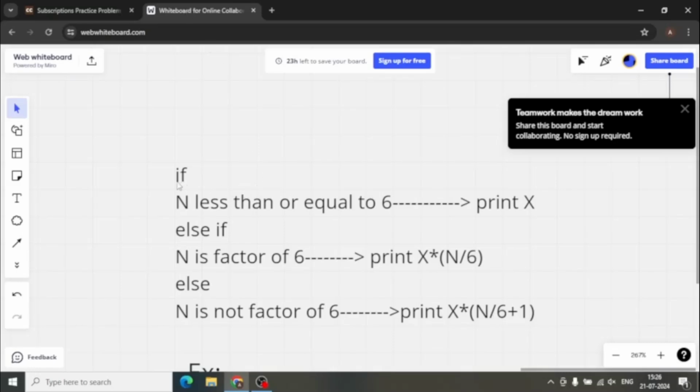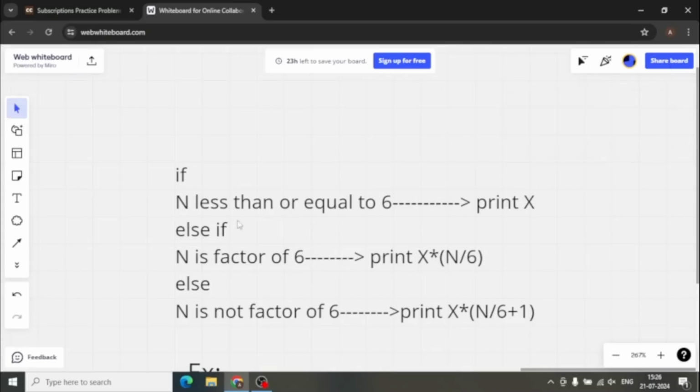If the value of n is less than or equal to 6, that means we have to buy only one subscription, so we have to print x. Else if n is a multiple of 6, that is 6, 12, 18, and so on, then we have to divide n with 6 and multiply it with x.